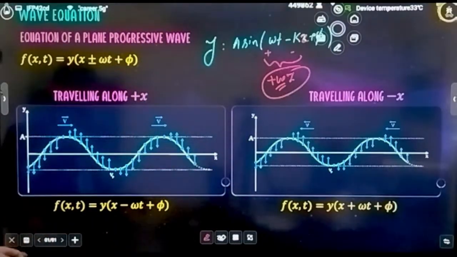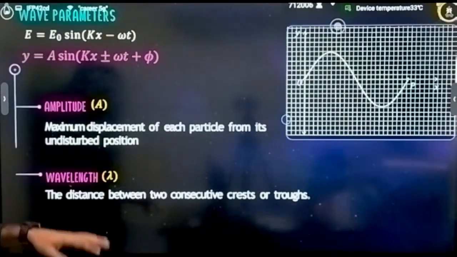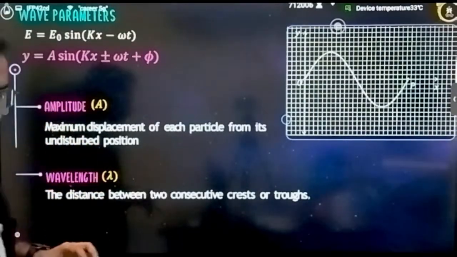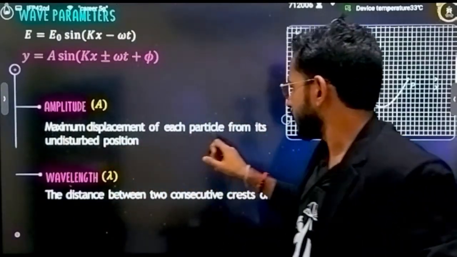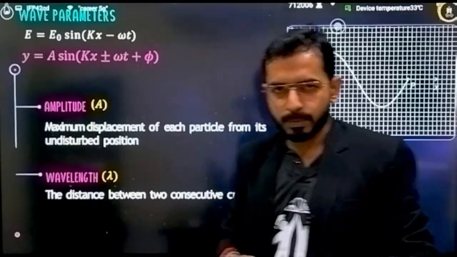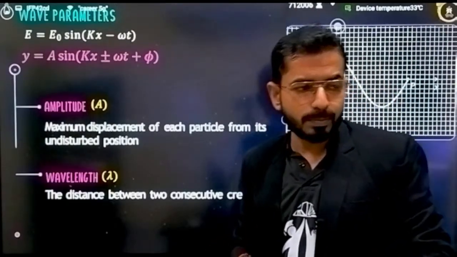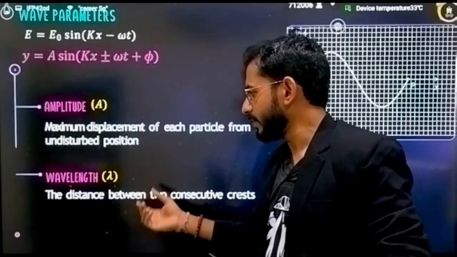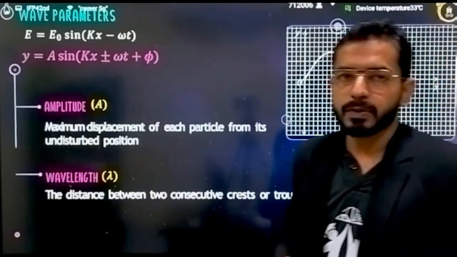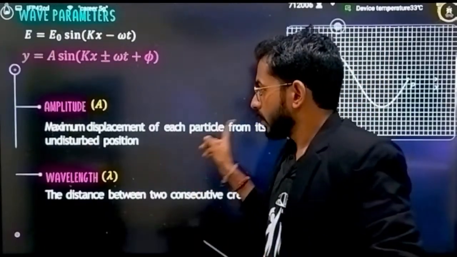Now some very basic terms that are present there. Let's see them one by one so that you can write them in your board exam as well. First thing is amplitude, the most basic thing. What is the definition? Maximum displacement of each particle from its undisturbed position. Undisturbed position, we know this position, the mean position. In SHM also we have calculated this distance, that is called amplitude. Wavelength lambda: distance between two consecutive crests or troughs is defined as lambda.